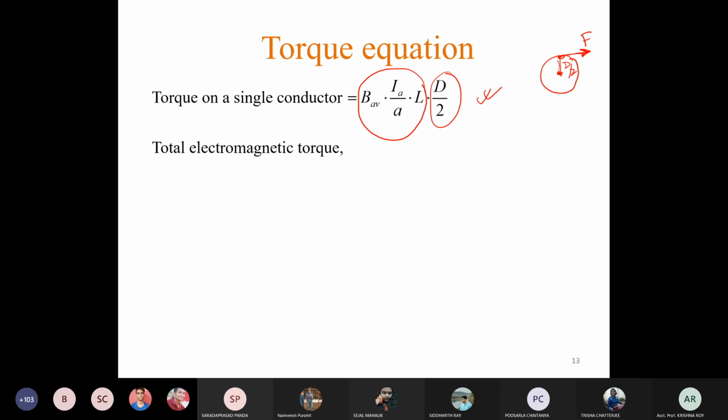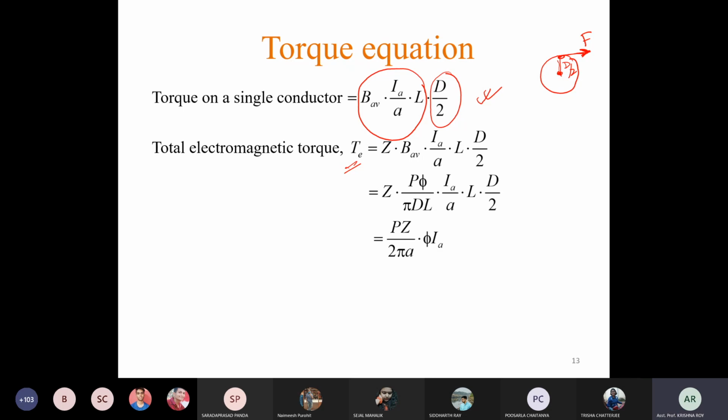Yes, sir. Now how many conductors are there? Z number of conductors are there. So the total electromagnetic torque will be multiplied by Z. So this is the total electromagnetic torque developed, TE. Now putting in the value of B average, after simplification we get P Z by 2 pi A into phi IA. Now, P Z by 2 pi A, what is this?